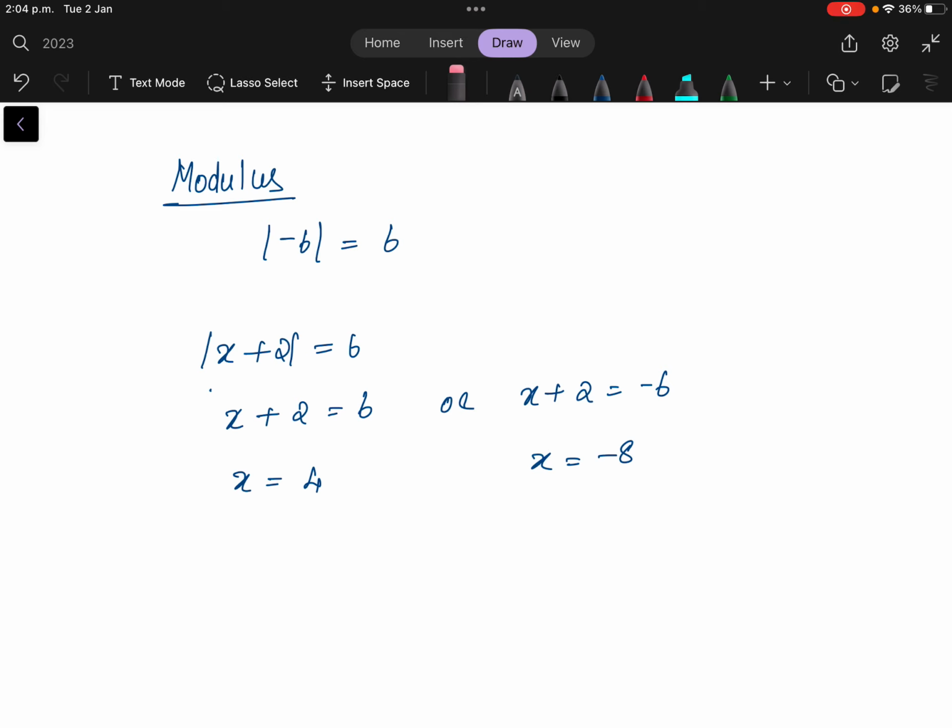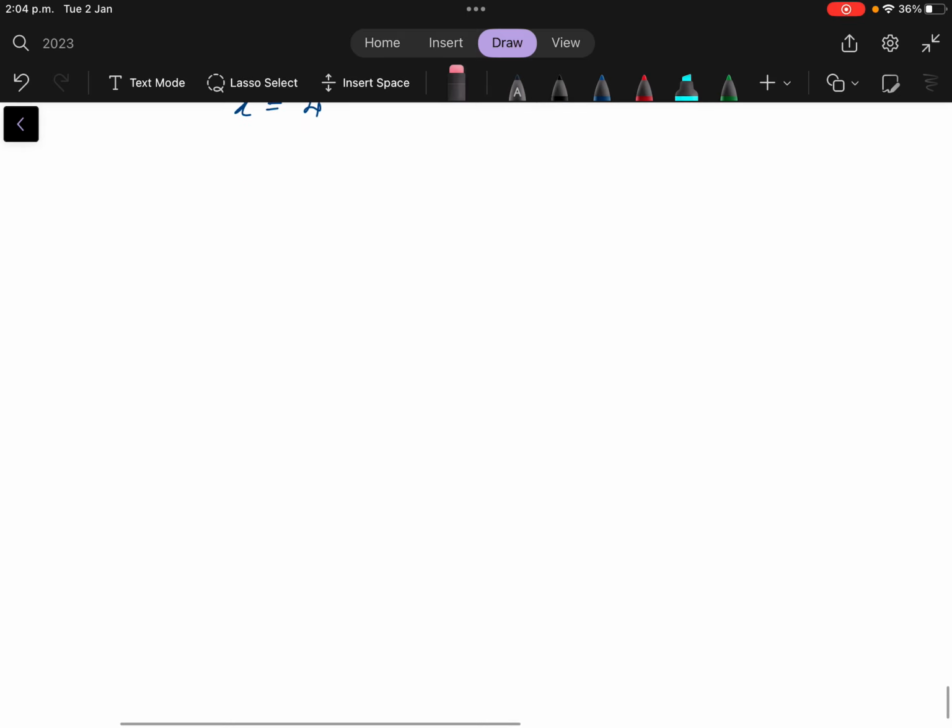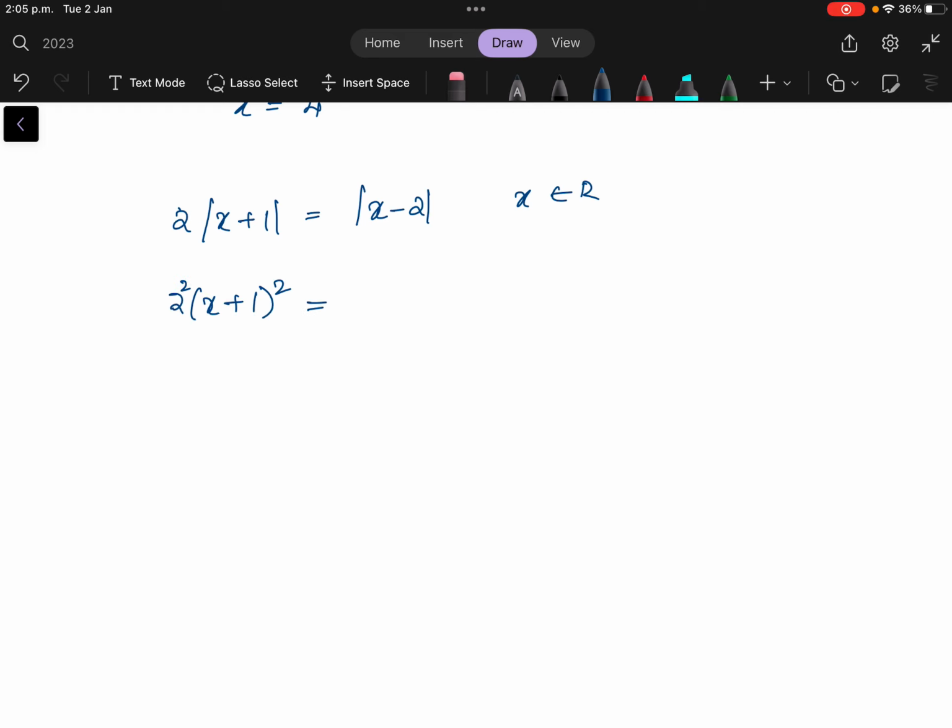Now you can also find this by squaring both sides, and solve the inequalities by removing the modulus operator. For example, if you have 2 times modulus of x plus 1 is equal to modulus of x minus 2, where x is an element of R. For this question you square both sides, so 2 square times (x+1) the whole square is equal to (x-2) the whole square. So 4 times (x square plus 2x plus 1) is equal to x square minus 4x plus 4.